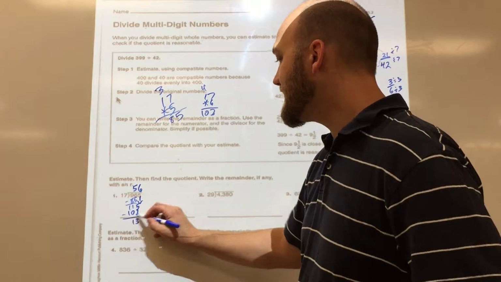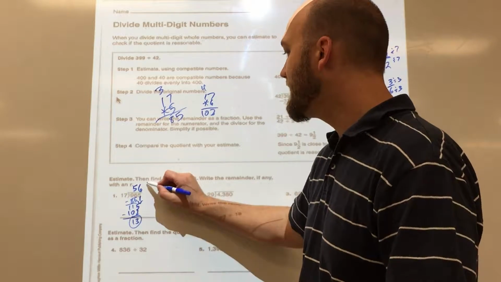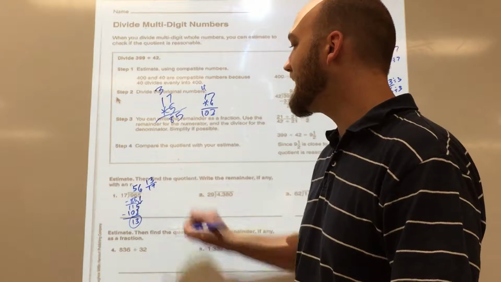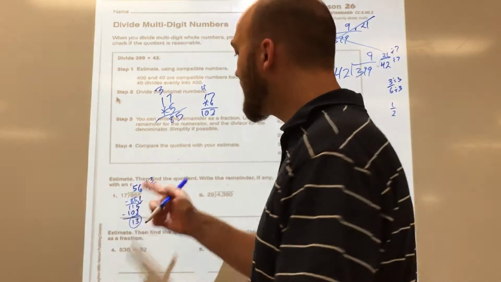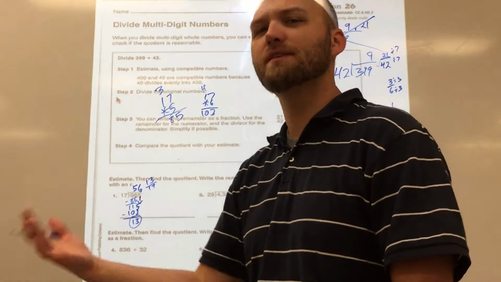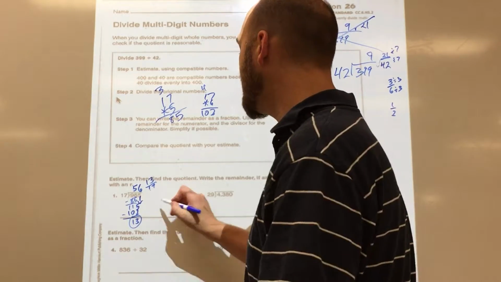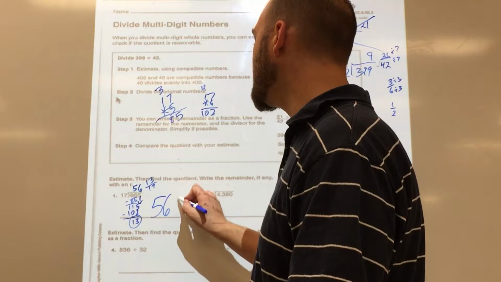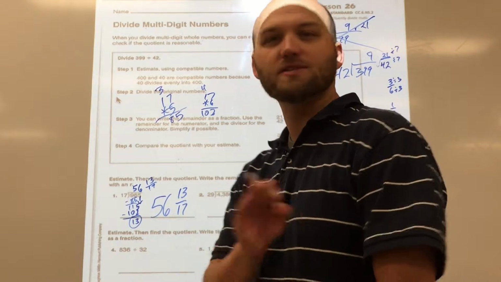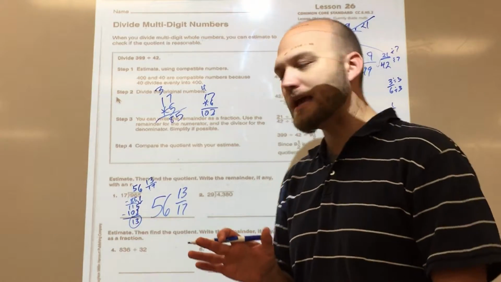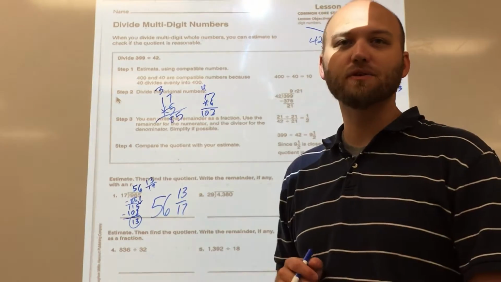instead I'm going to take my 13 and I'm going to use that still divided by 17, because every fraction is a division problem. So I'm telling you that I have 56 and then I have this 13 left over that's still being divided by 17. So my answer then would be 56 and 13/17. I don't see where that's any harder than saying 56 remainder 13.